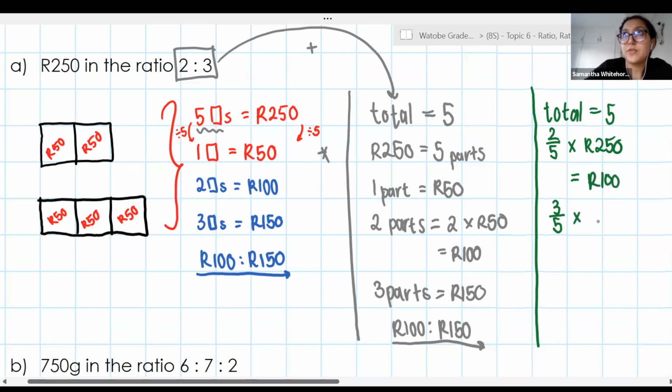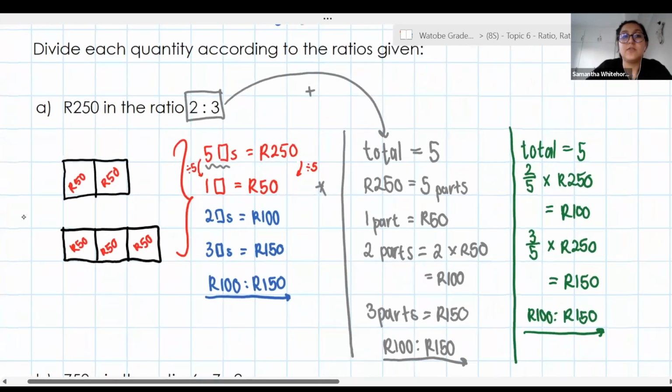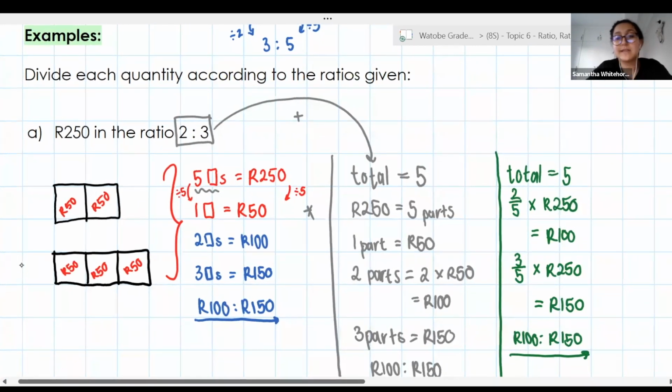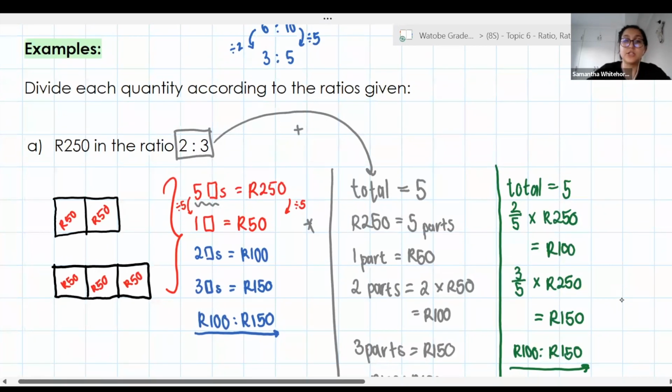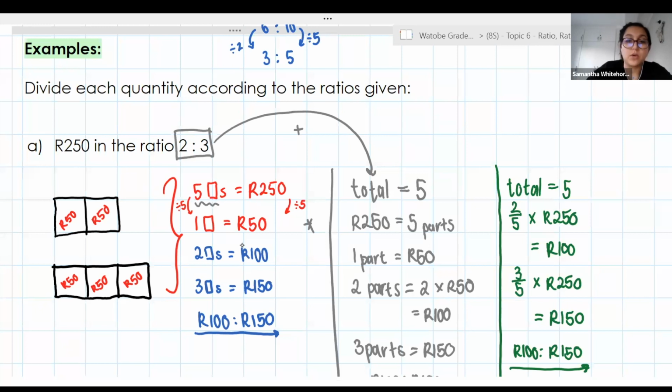We also need to know what 3/5 or 3 parts of 5 is of that 250 Rand. And again, typing that into your calculator, or if you can do it in your head, that's cool as well, is 150 Rand. And so once again, you get exactly the same ratio of 100 is to 150. So all 3 of these methods, grade 8s, give you exactly the same answer, slightly different depending on how you understand ratios, but they all work and they all give you the correct answer. So you need to decide what works best for you, and that is the way you're going to do it.